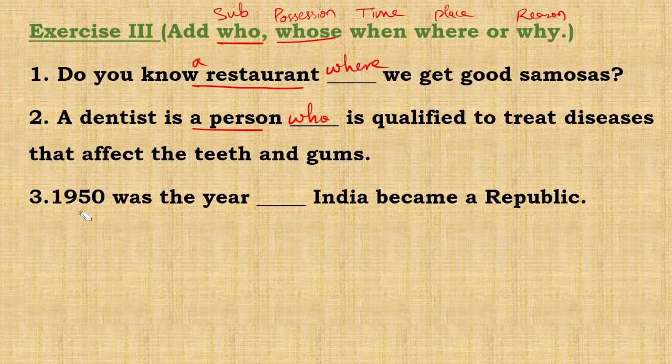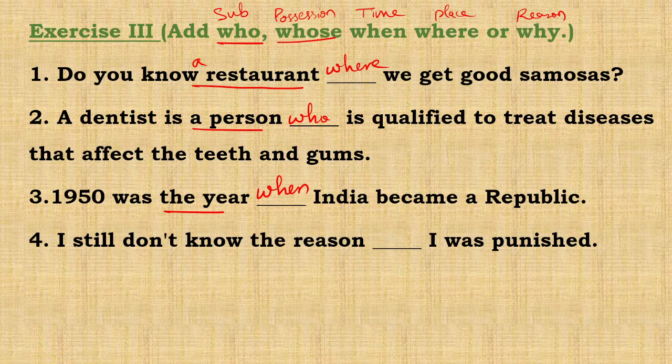Next, 1950 was the year. We are speaking about the year. I think directly we can get the meaning, right? What is our answer? Speaking about year, right? Time. Dash India became republic. What must be your answer? When India got republic or when India became republic.